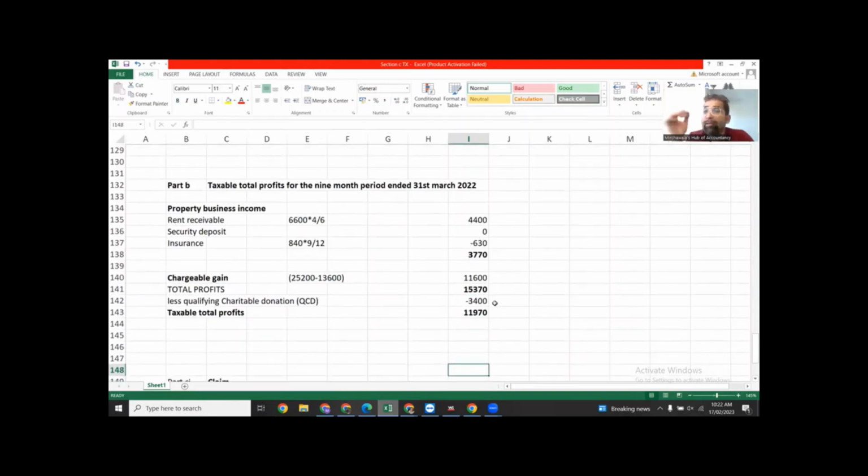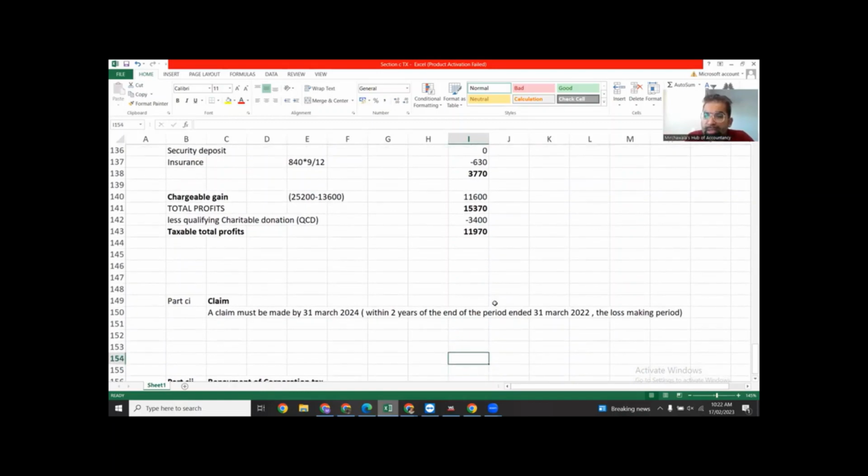Now, third requirement, I have already told you about the claim date. Remember, see that it is written here. Claim date, I have already explained in the question. For loss against total profit, the claim date is 2 years.